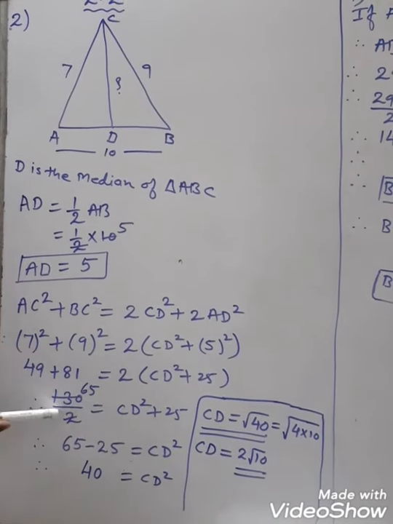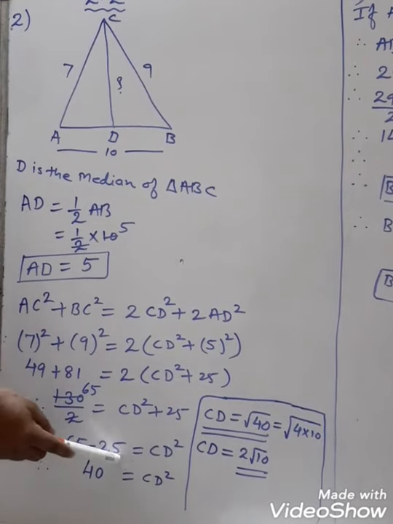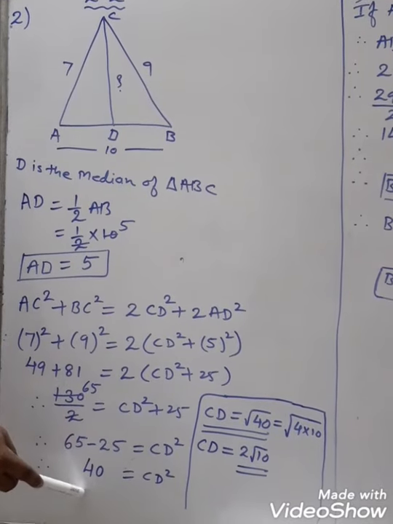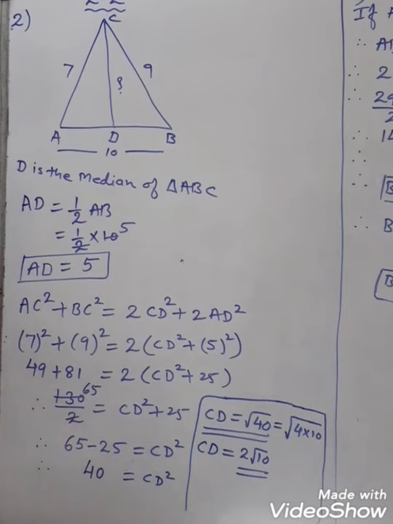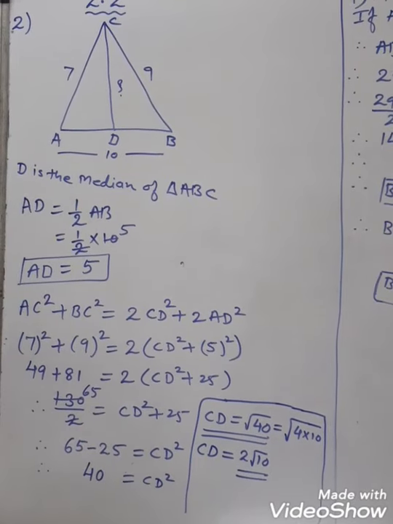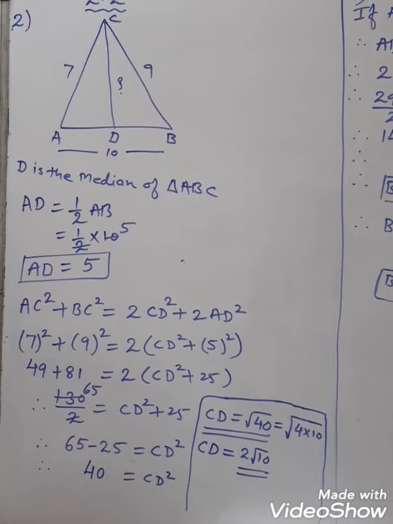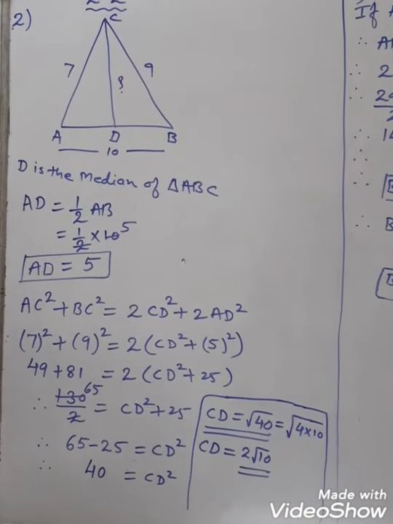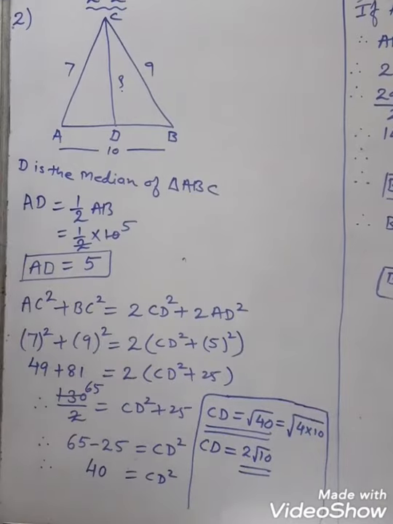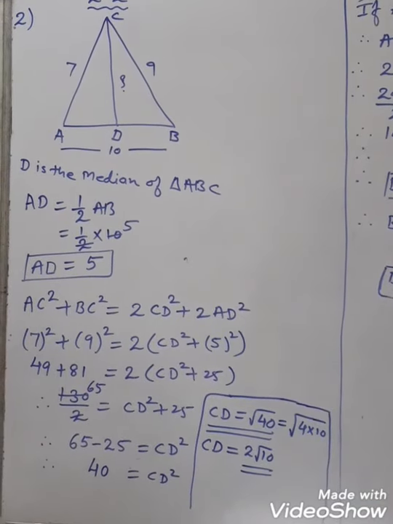Then shift the 25 to this side, so subtract, 65 minus 25, you get CD square. So CD square equals 40. So CD equals square root of 40. So the factor of 40 is 4 into 10. So in the end you get the answer CD equals 2 root 10.